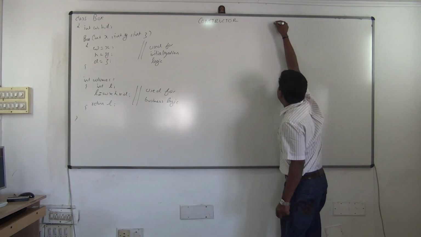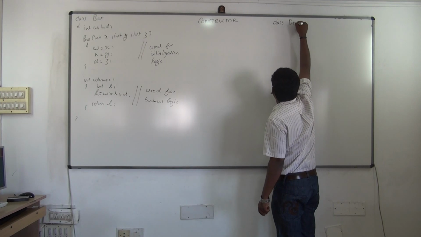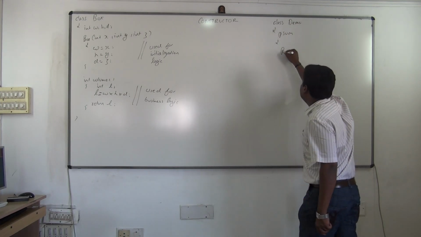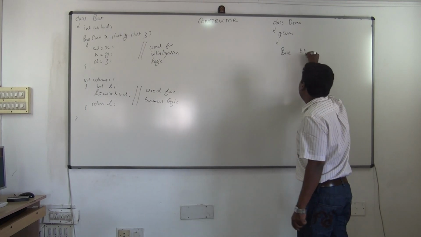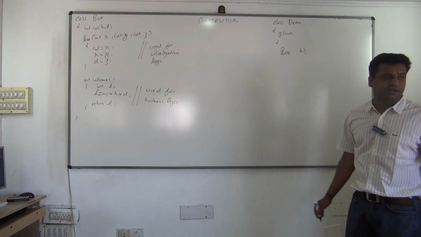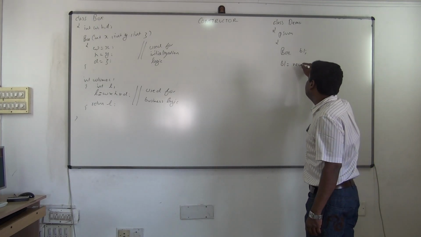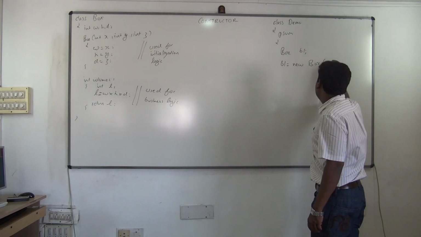So fine. Once this is done, let's see how to use this now. Class Demo, public static void main. What will I do now? Say Box b1. What am I doing? I am declaring a variable. Still the object has not been created. If you want to create the object, we'll say b1 is equal to new Box(1, 2, 3).